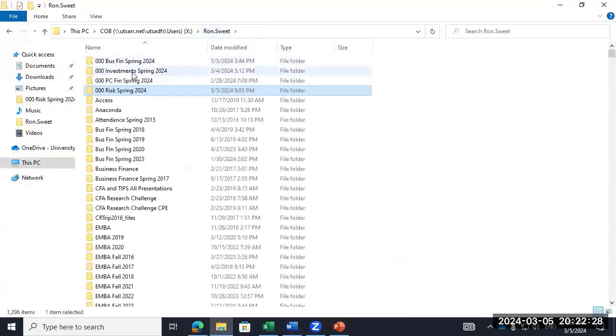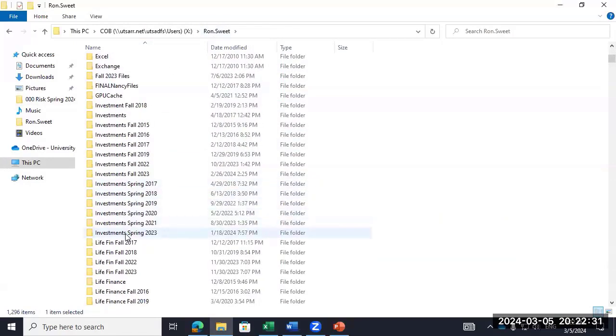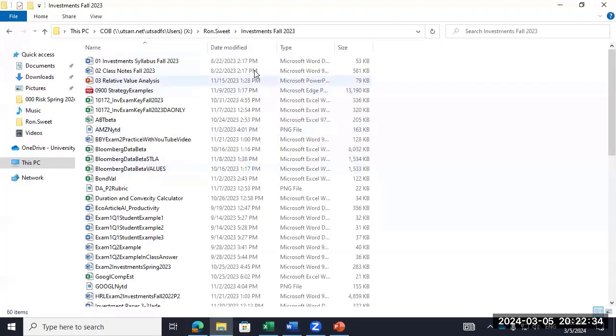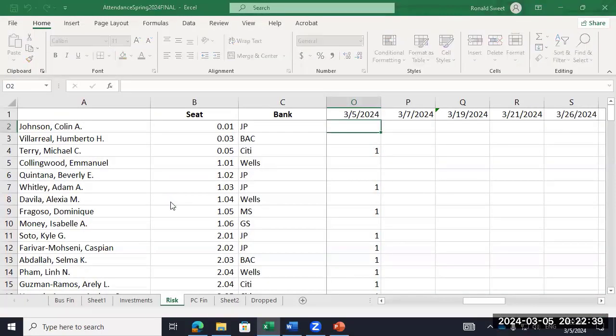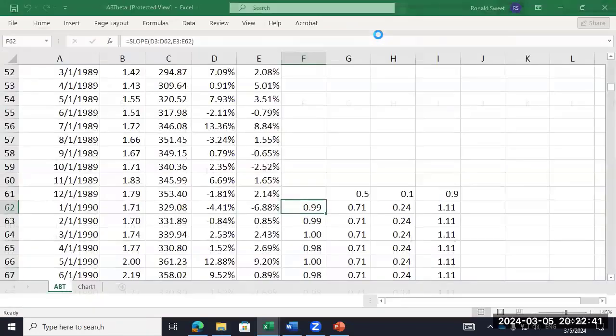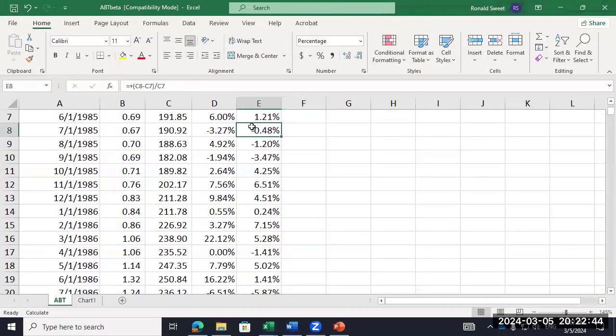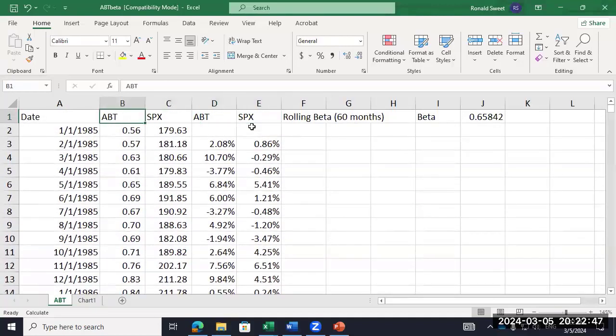Let's see if I can find an example for you. So Abbott, y'all heard of Abbott? So there's Abbott's daily price, S&P 500, their returns. The beta is 0.65, but that's not the systematic risk. That's the measure of the kind of systematic risk they have. Are they a cyclical or defensive company? So what is Abbott? Beta 0.65 must be defensive, right?